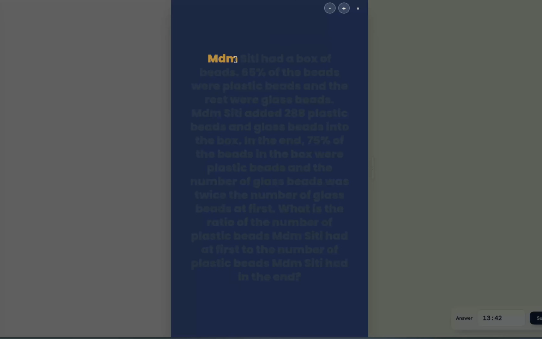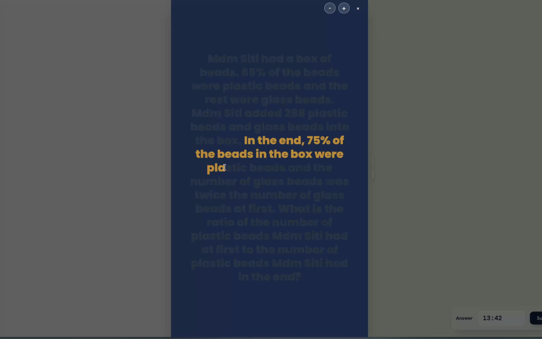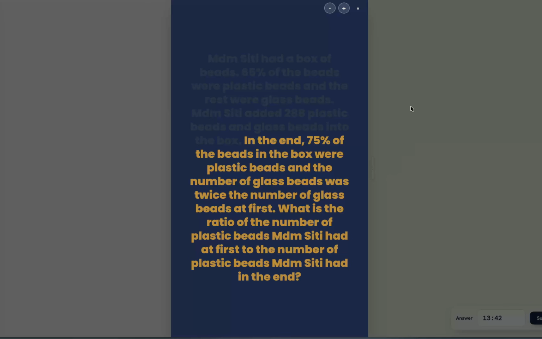Question 12a. Madam City had a box of beads. 65% of the beads were plastic beads and the rest were glass beads. Madam City added 288 plastic beads and glass beads into the box. In the end, 75% of the beads in the box were plastic beads and the number of glass beads was twice the number of glass beads at first. What is the ratio of the number of plastic beads Madam City had at first to the number of plastic beads Madam City had in the end?